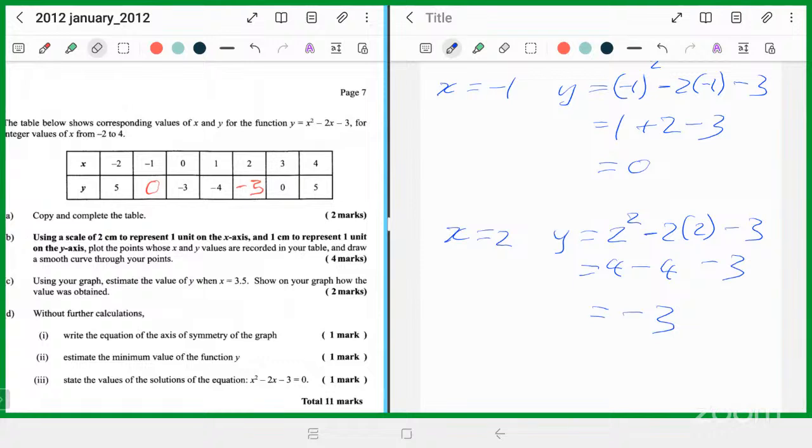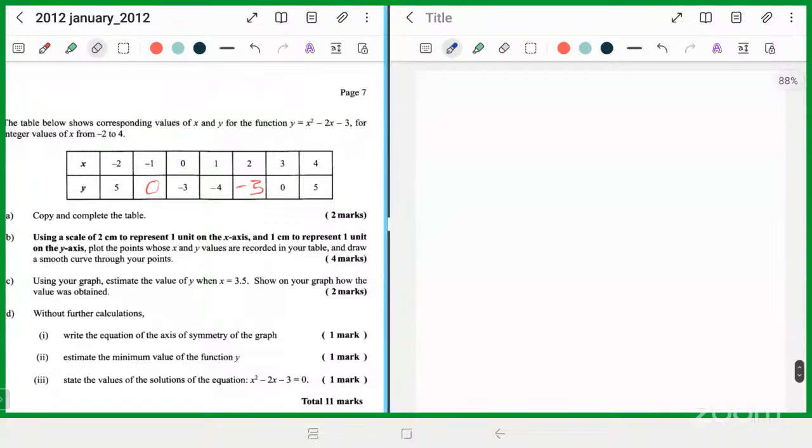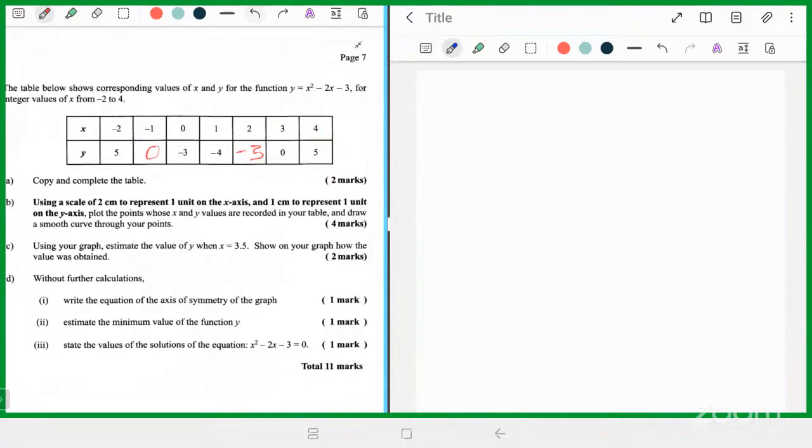Plot the points recorded in the table and draw the smooth curve. So that's the quadratic curve they want us to draw. Drawing it, you have to do it accurately on graph paper, but I'm just going to sketch it over here. The highest value based on this is 5. The lowest value is -4.